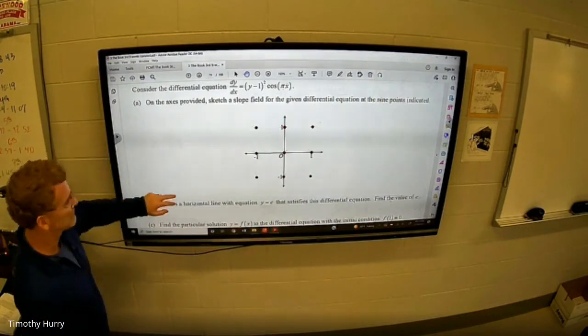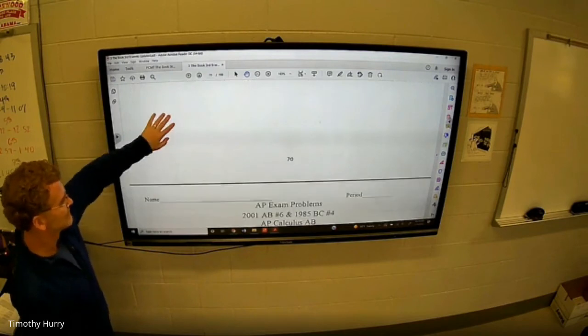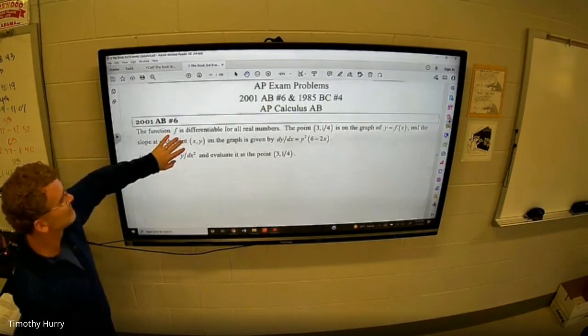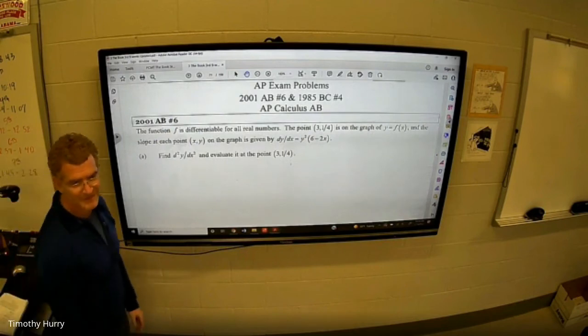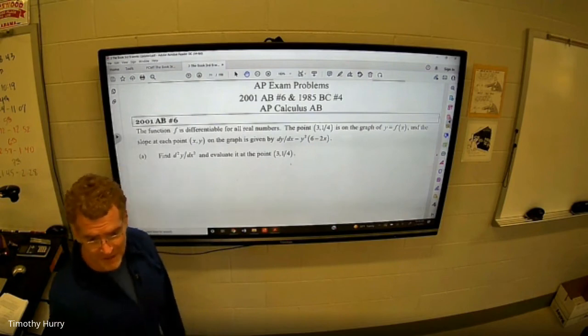All right, let's take up a TI. Who votes TI? And tonight, I'm going to have y'all generate slope fields with your calculator, 100 points.